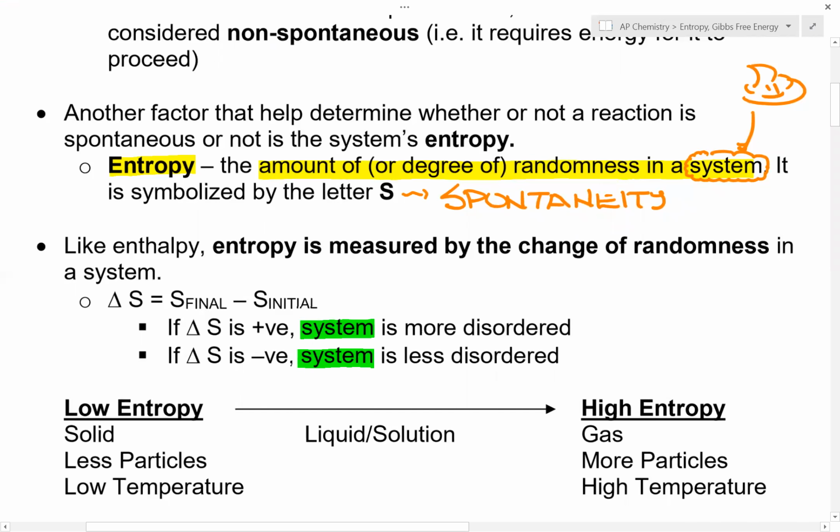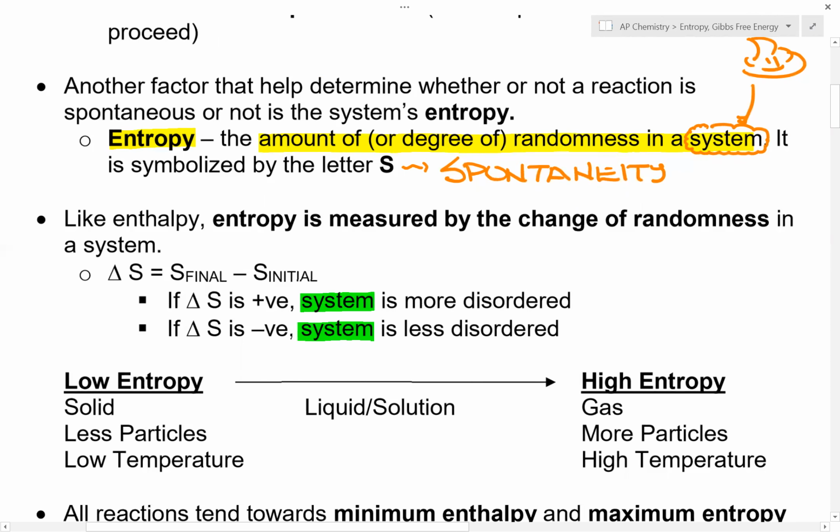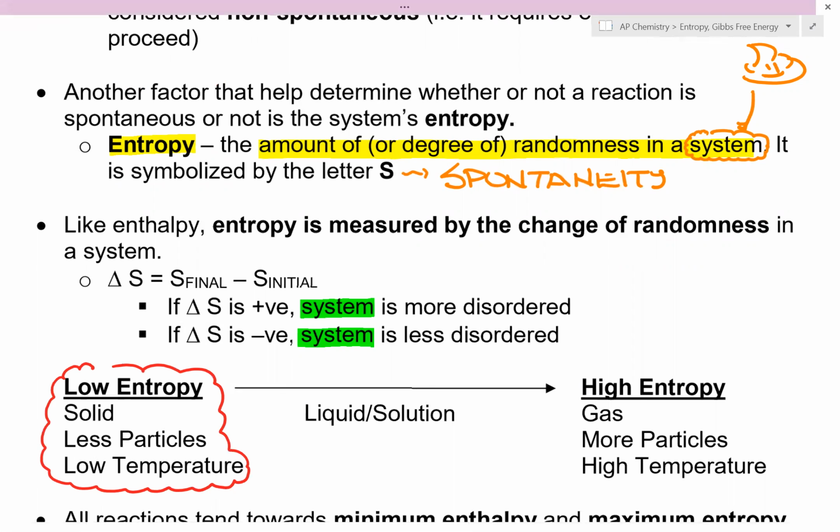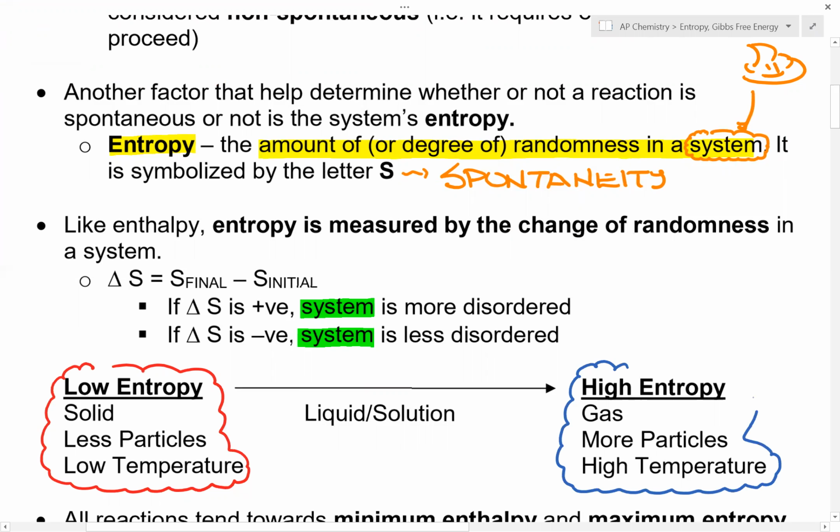Now, back in Chemistry 12, in equilibrium, we talked about low entropy and high entropy. Low entropy is when you have particles that are a solid, fewer particles, or low temperature. That would be considered lower entropy. Higher entropy would be like a gas, more particles, or higher temperature.